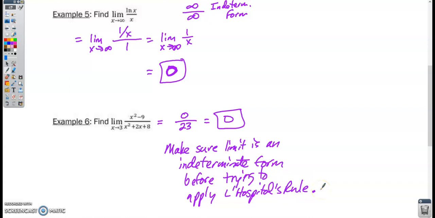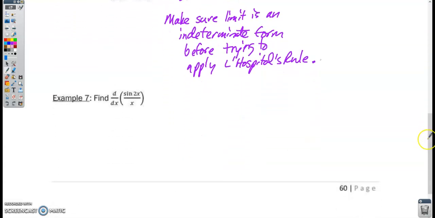All right, example 7. Find the derivative with respect to x of the quantity sine of 2x over x. Hey, guess what? We're not even finding a limit here. And just because we now have this L'Hospital's Rule that we can use to find limits, it doesn't change the way we take derivatives of rational functions like this one. We'll just take the derivative as we did before using the quotient rule.